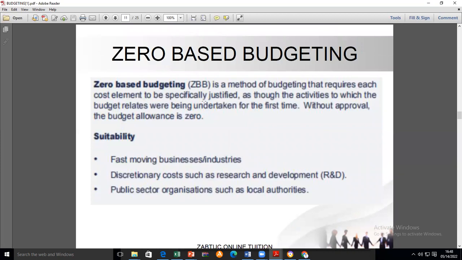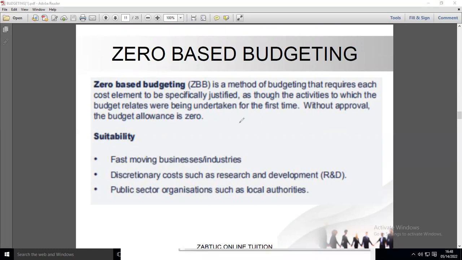Question: how do we correct the shortfalls in the incremental budgeting process? Well, one of the possibilities is to take a zero-based approach. ZBB is a method of budgeting that requires each cost element to be specifically justified, as if all the activities to which the budget relates were being undertaken for the first time.